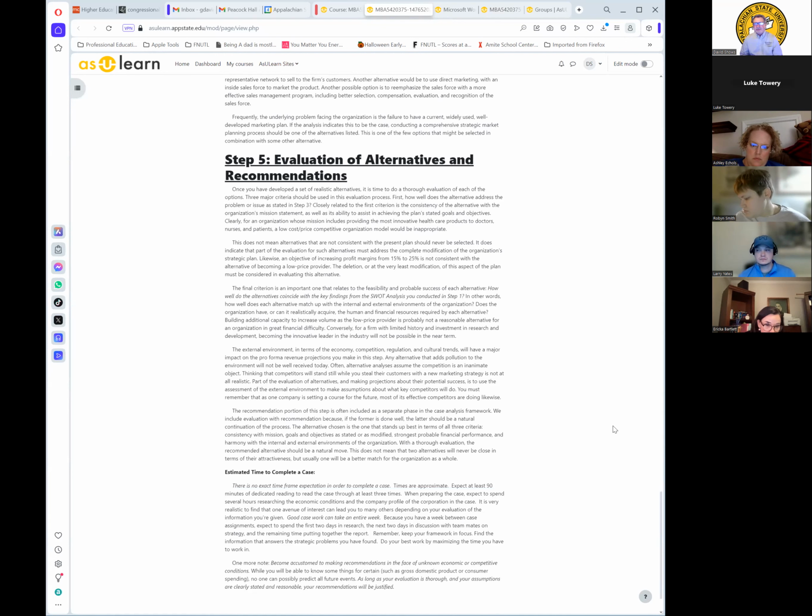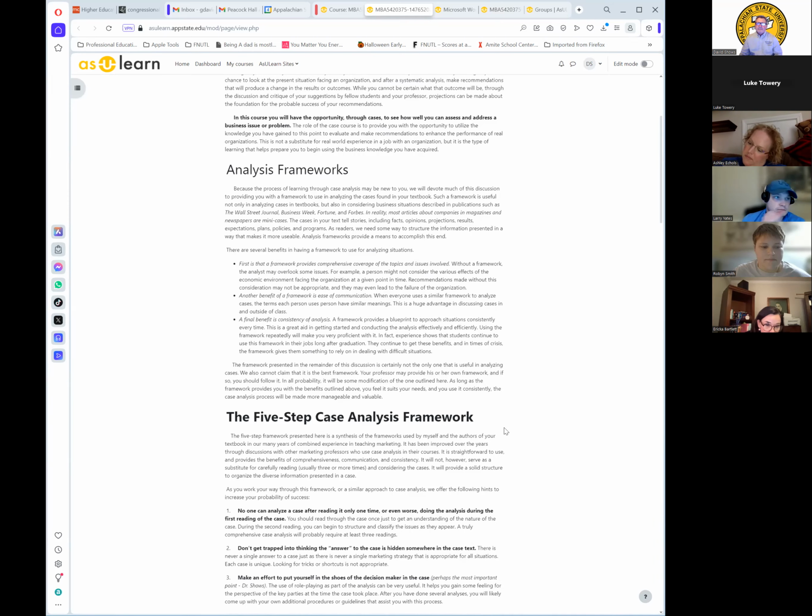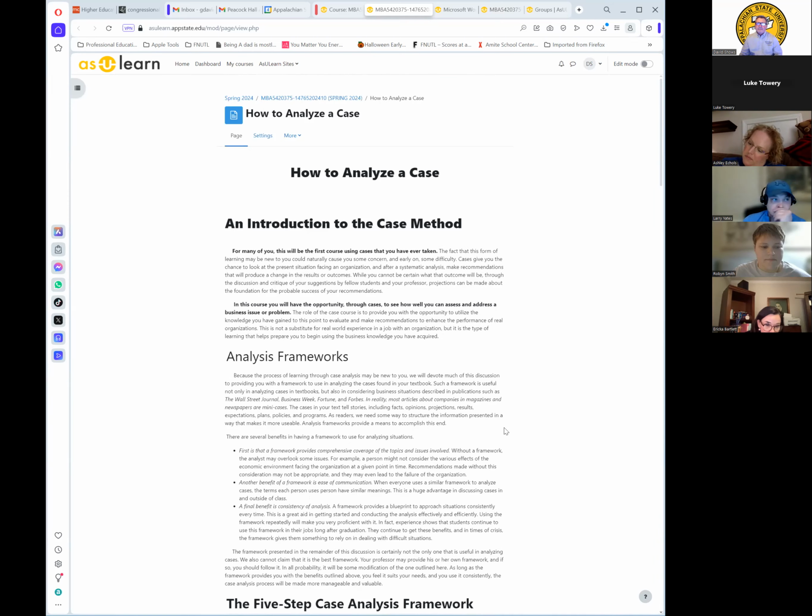And finally, what you do is you evaluate the alternatives and then come up with general recommendations. And the final criterion is, how do the alternatives coincide with the SWOT analysis? Are you answering the questions that the original SWOT analysis brought up? Answering all of those questions that start with the SWOT is ultimately the reason that you're in this in the first place. Okay? All right. So that's how we're going to go about analyzing the case.